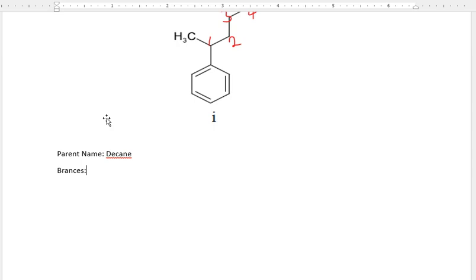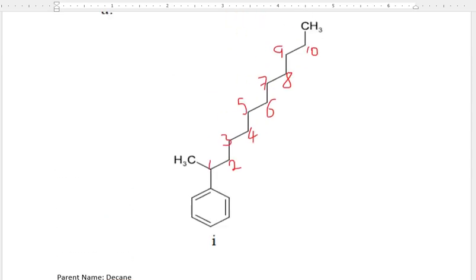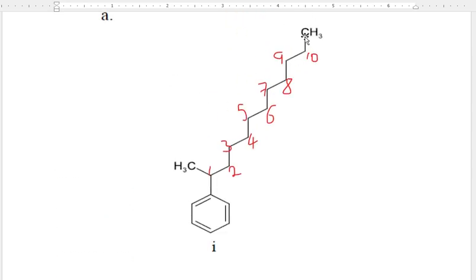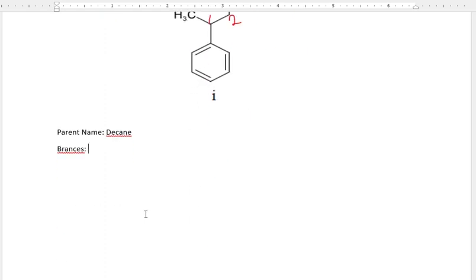Okay. So how many branches do we have? We have a methyl at carbon number 10, a methyl at carbon number 1, and a ring. This ring is what we are calling a phenyl group, not a benzene, but a phenyl group. So we have methyl and a phenyl group.